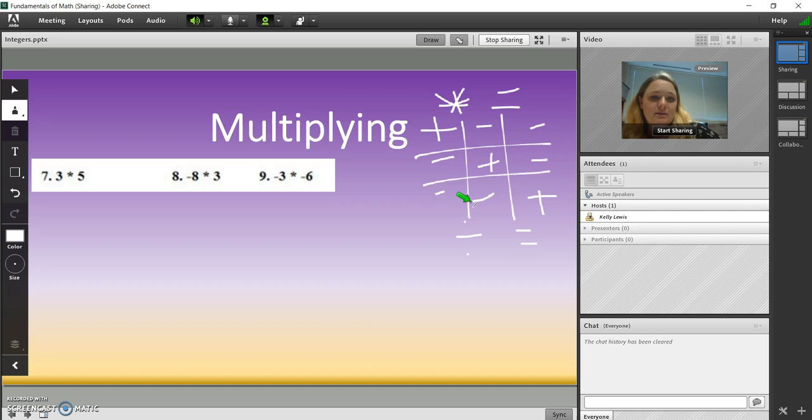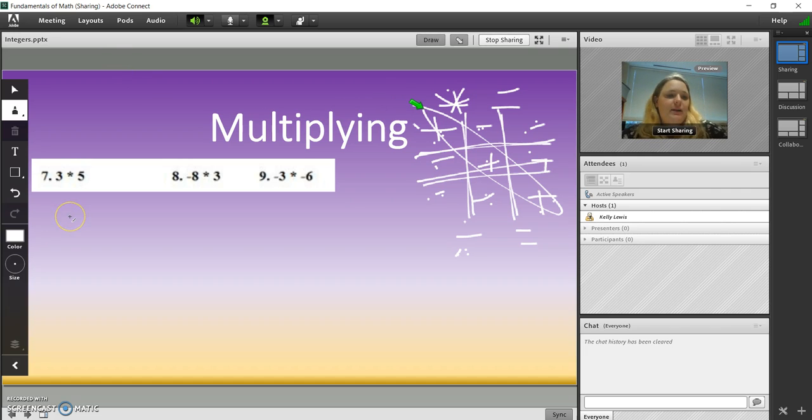So this means if you have a positive number times a negative number, you get a negative number. Or a positive number divided by a negative number, you get a negative number. A negative number times a positive number, you get a negative number. Or a negative number divided by a positive number, you get a negative number. Or negative times a negative is a positive, or negative divided by negative is positive. So tic-tac-toe, 3 in a row. If that helps you, great.